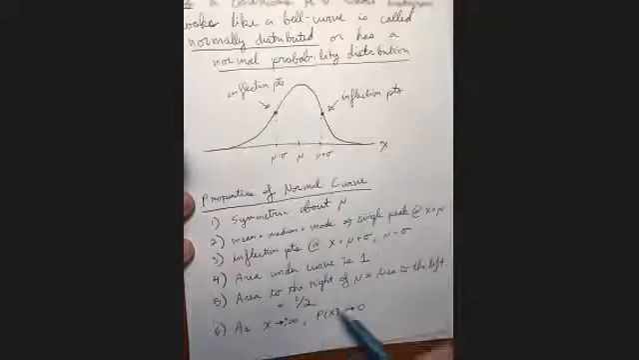So the way we say that very succinctly is that as x approaches positive infinity or negative infinity, the probability approaches 0. It never quite gets there. It doesn't equal 0. It approaches 0.